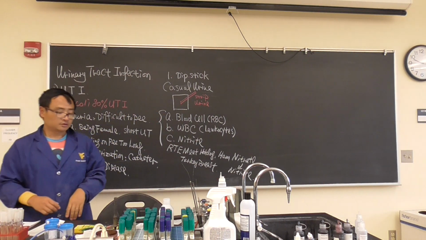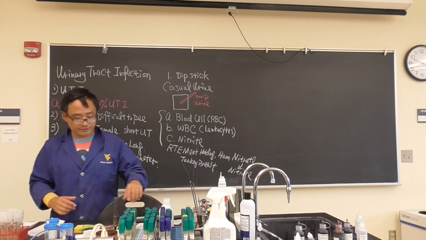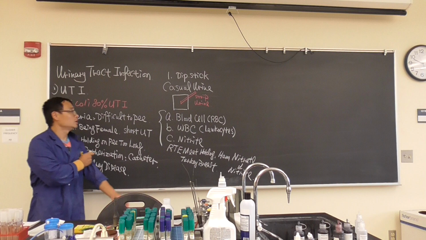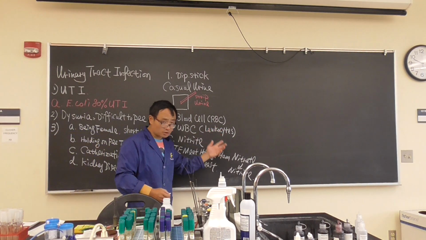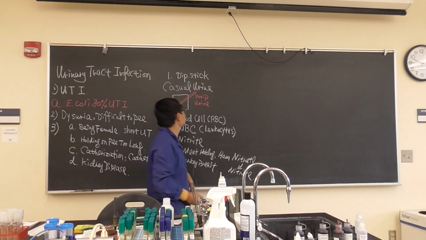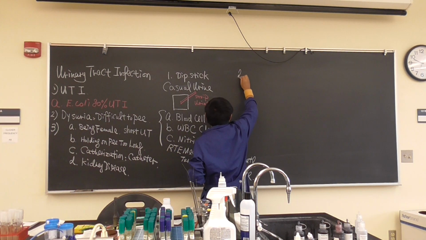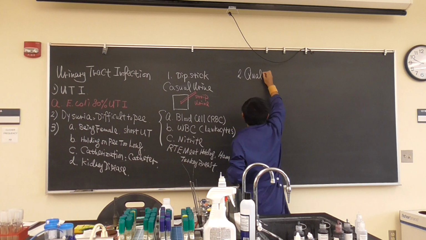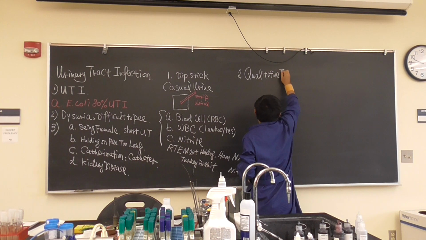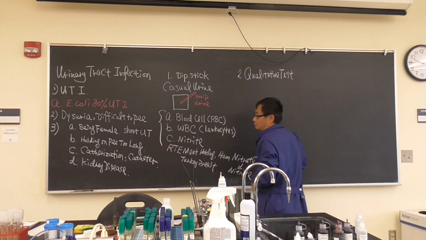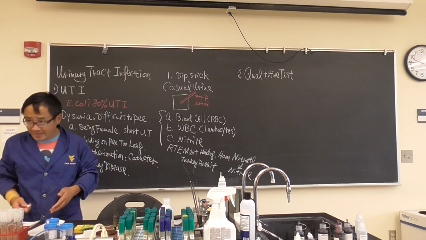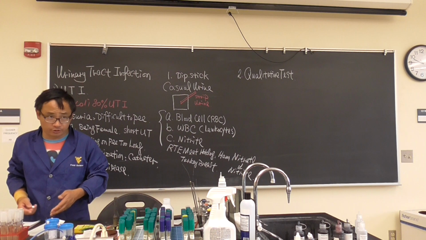Okay? So we got a urine sample, and then we do the dipstick test. We find that it is positive, or all of them are positive, or even one or two of them are positive. What should we do? We move on to the next step, called the qualitative test. So what does a qualitative test mean? We will see the presence or absence of a bacteria, possibly E. coli, in your urine sample.